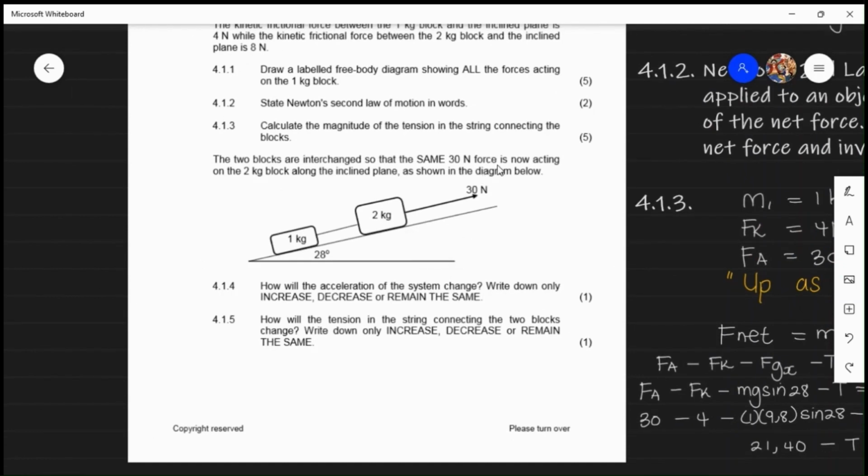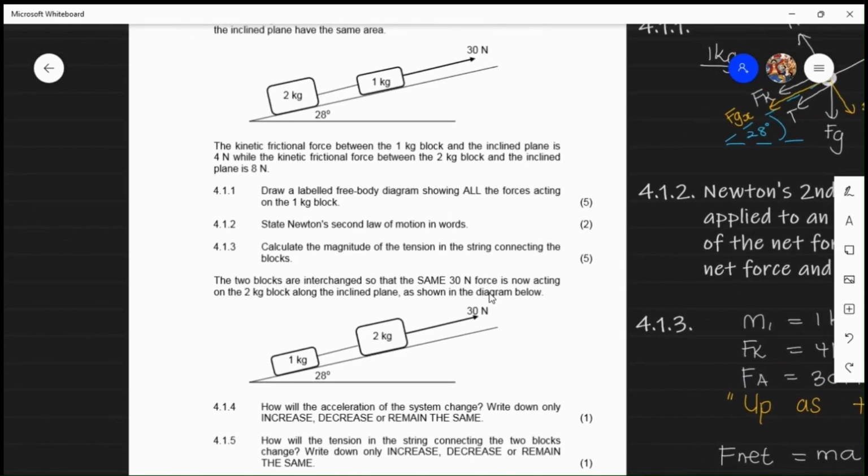So you can see the difference between the two diagrams now. Previously we had the 30 Newton applied force acting on the 1 kg block, and the 1 kg block was higher up the incline as opposed to the 2 kg block. Now the blocks were interchanged, meaning that they were swapped. So where we had the 1 kg block, we've put the 2 kg block. And where we had the 2 kg block, we've put the 1 kg block. Now the applied force of 30 newtons is acting on the 2 kg block, and the 2 kg block is higher up the incline as opposed to the 1 kg block.